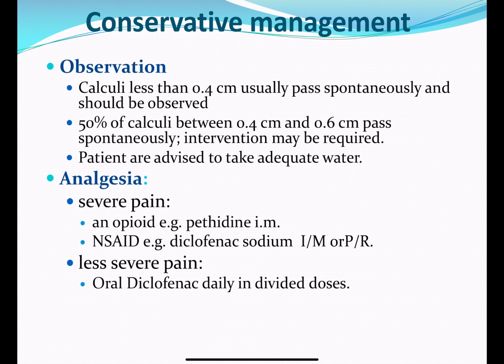Always before giving diclofenac or an NSAID, check the serum creatinine. It should not be given if it is impaired. In less severe pain, oral diclofenac is okay. NSAID is better if the patient doesn't have renal impairment. If there is renal impairment, you can choose other oral options like tramadol.